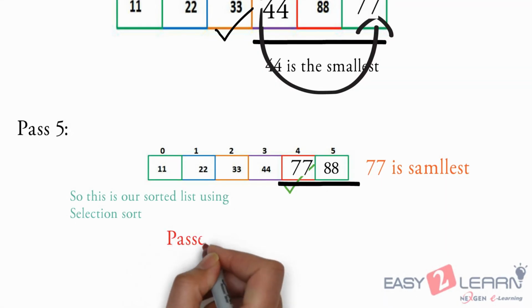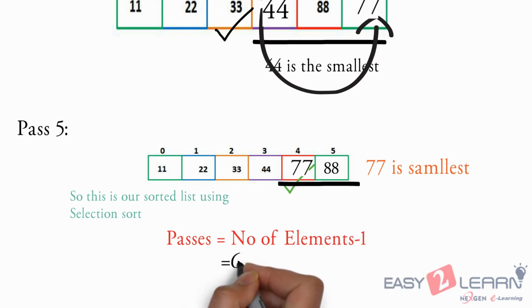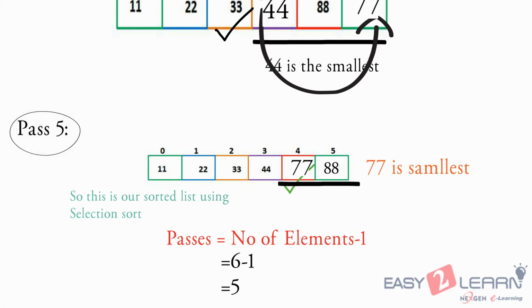So the number of passes that are required in a selection sort is number of elements minus 1. Here the number of elements are 6. So 6 minus 1, 5. So we need only 5 passes. Hope you understood this clearly.